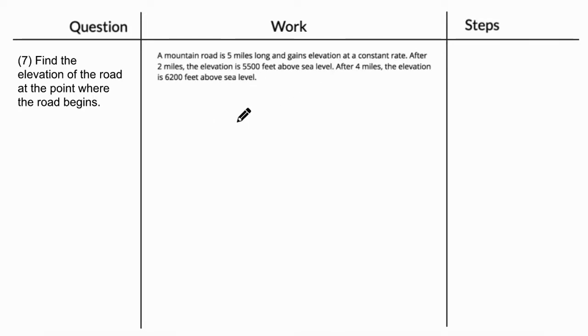After 2 miles, the elevation is 5,500 feet. After 4 miles, it's 6,200 feet. So we're asked to find the elevation of the road at the point where the road begins. The first thing that I would do on this one is to find the slope, because we know that the slope is going to help us backtrack to when it's at the very beginning, where there are 0 miles.